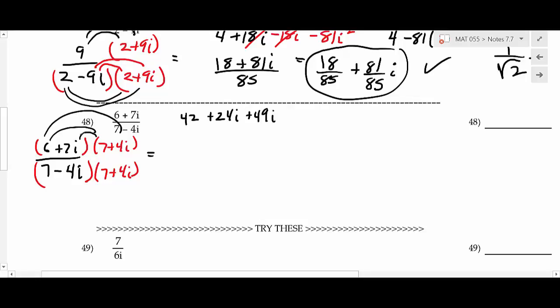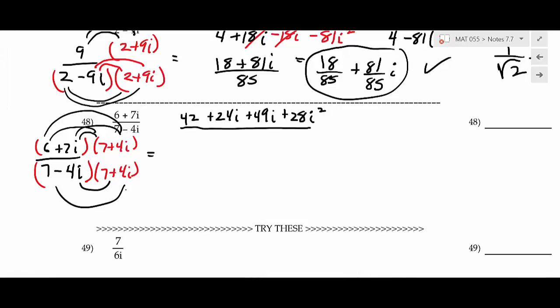Then the last term, 7i times 4i, is plus 28i squared, like that. Okay? Now, when you do the denominator, you can actually take a shortcut. I want to show you guys one thing visually. Once you're convinced of this, you can start taking a shortcut. Wouldn't that be negative 28i and 28i? So wouldn't they cancel? In fact, they always will.